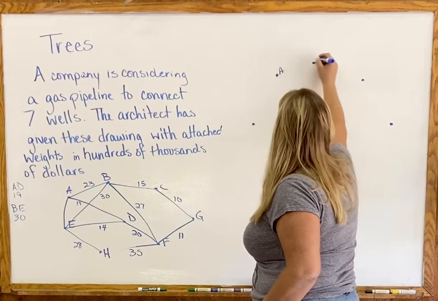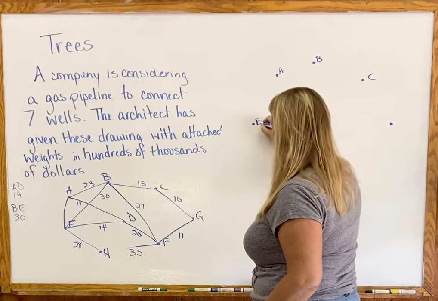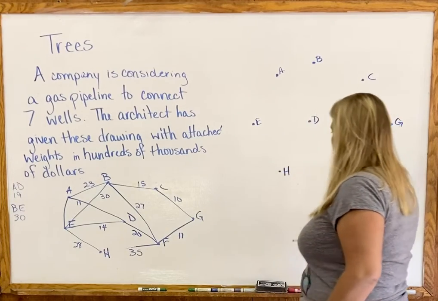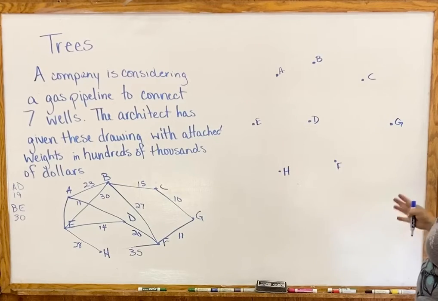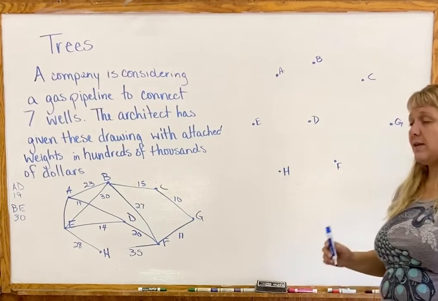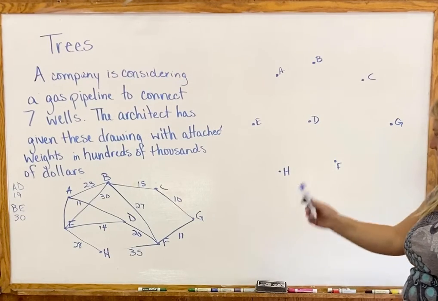So A, B, C, D, E, F, G, H. Sometimes I think they just like to screw with you by putting the letters all over the place. I mean, it's so weird, but whatever. Okay, so remember that the idea is we find the minimum weight that there is.